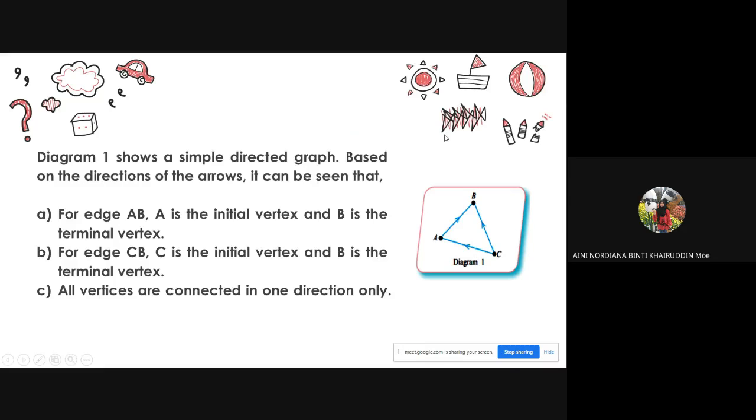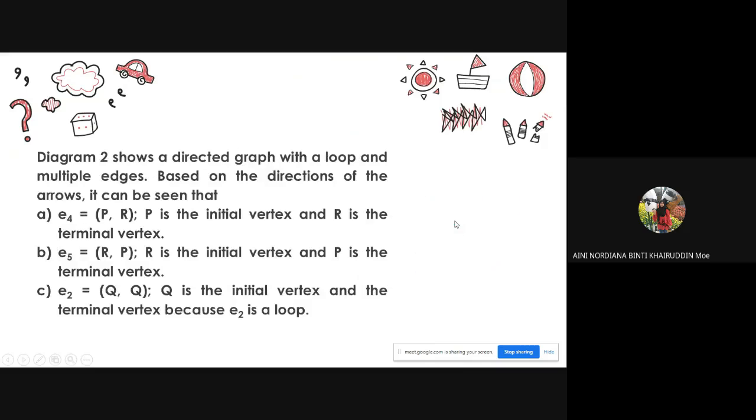Okay, so what is the difference from a simple graph? Actually, there is an arrow on the edges. That is the difference. For multiple edges and loops, there are also arrows. For loops also, here there is an arrow. You can refer to the errata I've given to you.